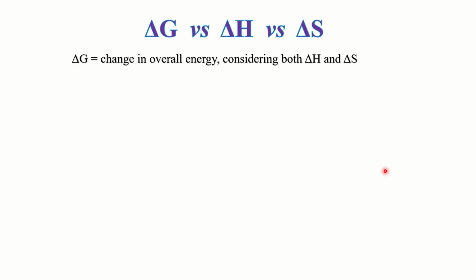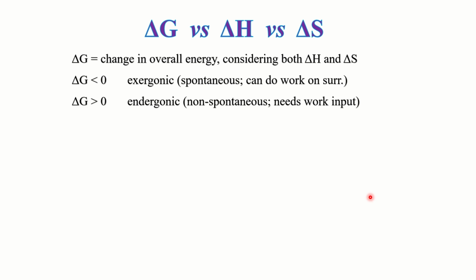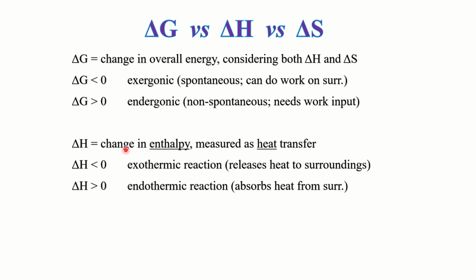All right, so let's just clarify these terms one more time. Delta G is Gibbs free energy. It represents the change in overall energy. It considers and takes into account both the enthalpy and entropy changes. If delta G is less than 0, we can refer to it as being an exergonic reaction, which means that it is spontaneous and it can do work on the surroundings. If delta G is greater than 0, this is considered to be an endergonic reaction, meaning it is non-spontaneous, it needs work input.